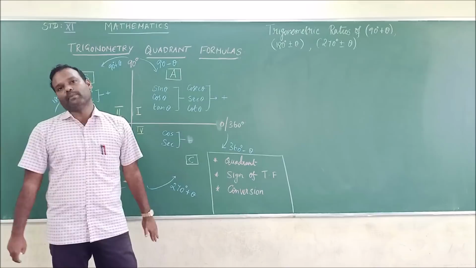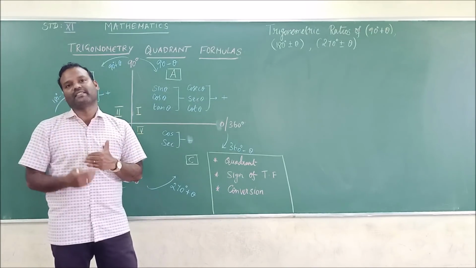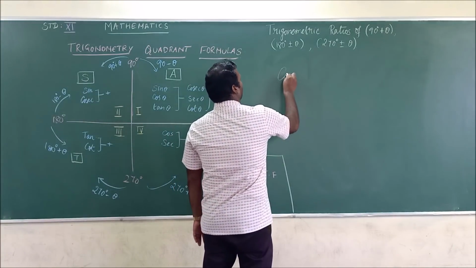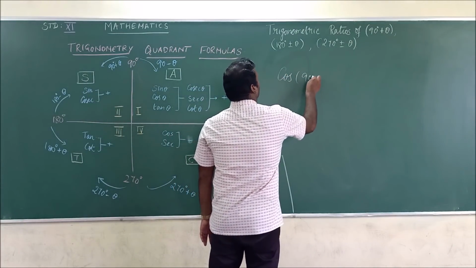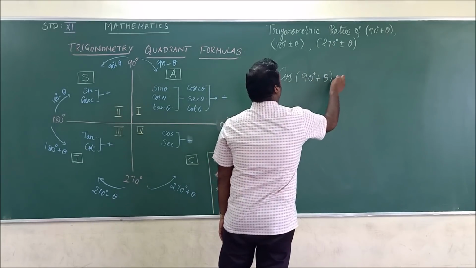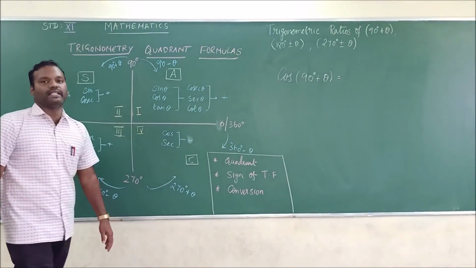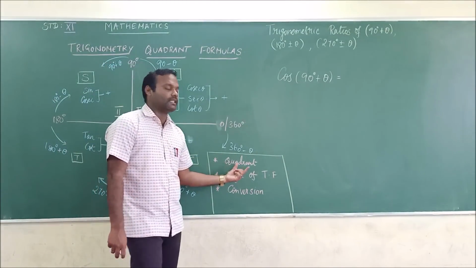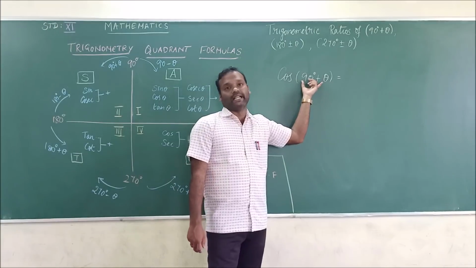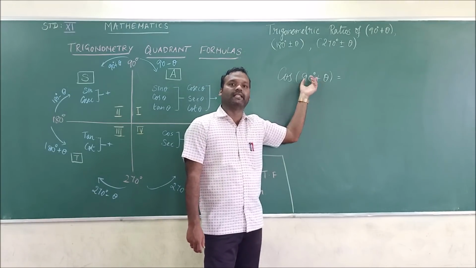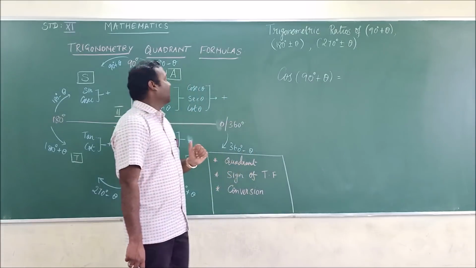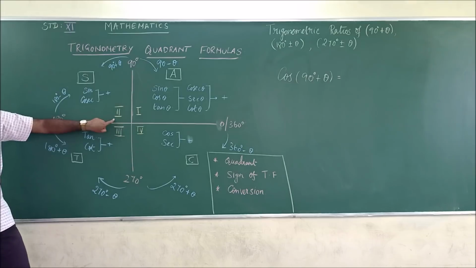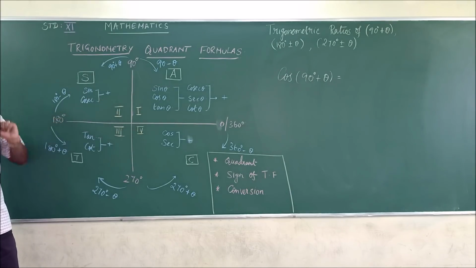For a sample, I am doing some, and the remaining you just practice by yourself. Suppose, first I am going to find the value of cos 90 degree plus theta. What is cos 90 degree plus theta? First thing you have to identify is the quadrant, for which you have to see the angle 90 degree plus theta, that is more than 90 degree. 90 degree plus theta means it lies in the second quadrant.